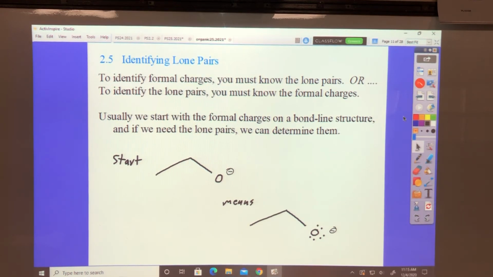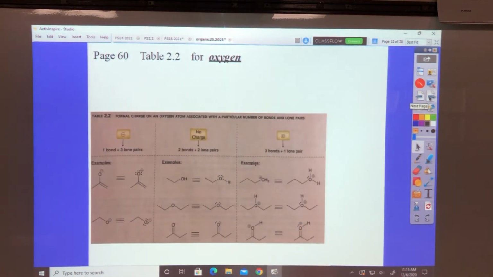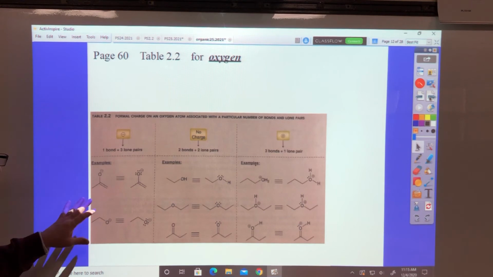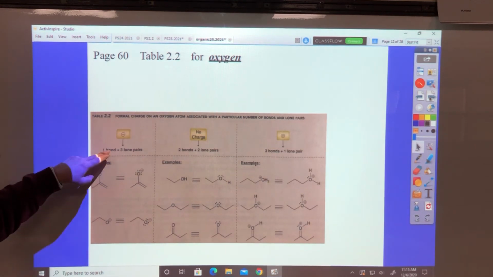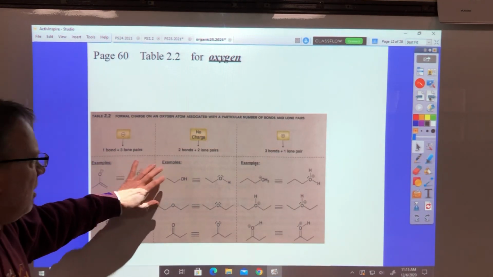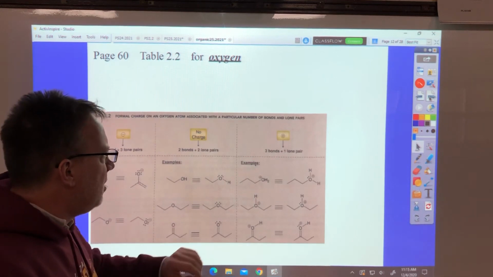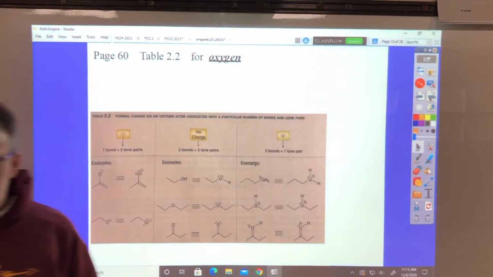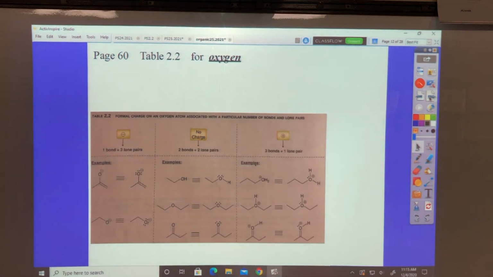Now, then they get into a table of rules for oxygen. And I didn't want to write all these out. I suppose you should read this and look at the examples, but I think you can just work with it and be fine. Here are some examples of where oxygen has a bond in 3 lone pairs, 2 bonds and 2 lone pairs, 3 bonds, and 1 lone pair. Just remember it has to add up to 6, or if it doesn't, you're going to have a positive charge or a negative charge.